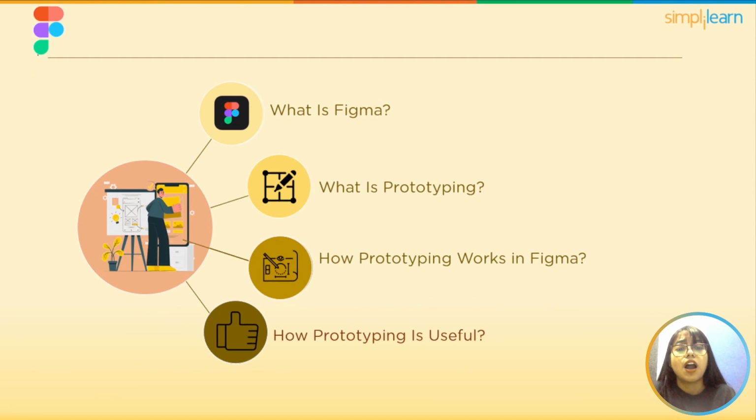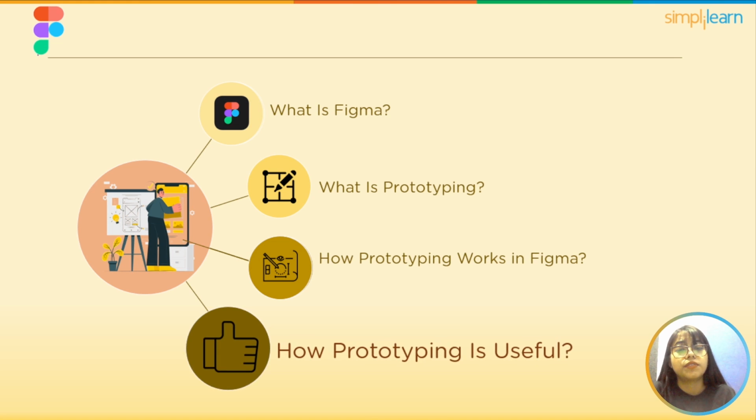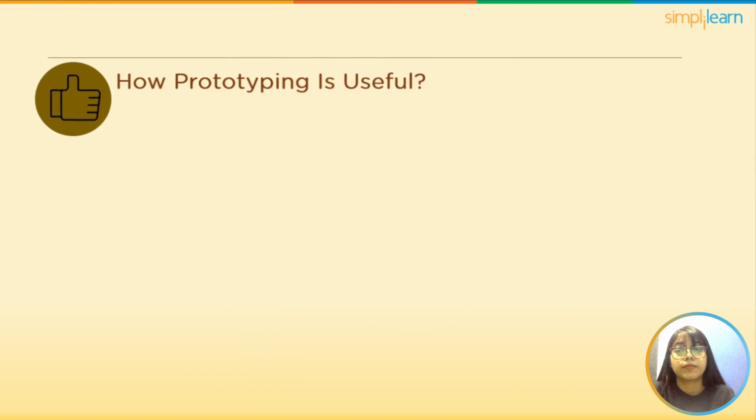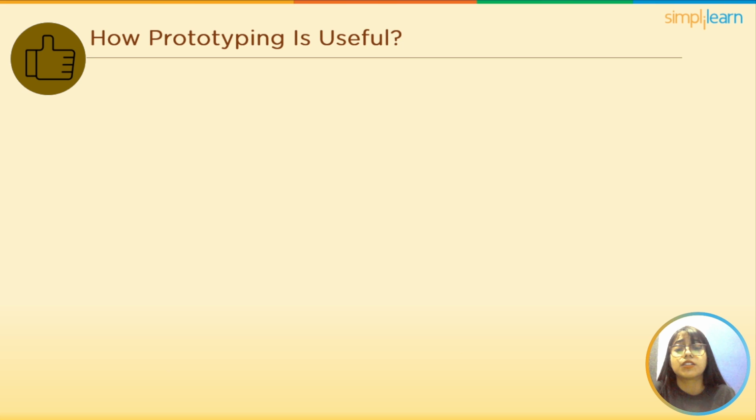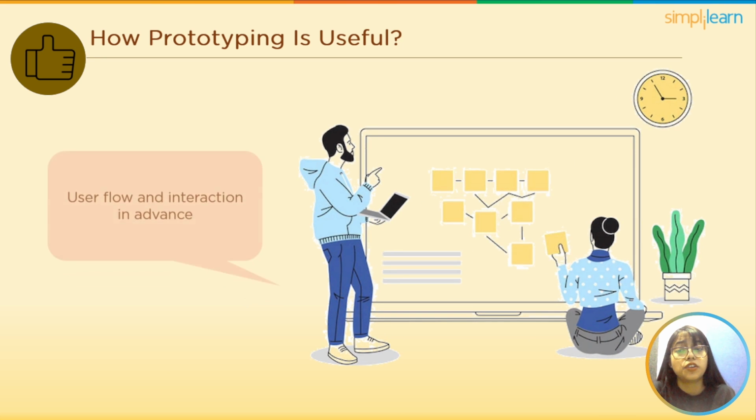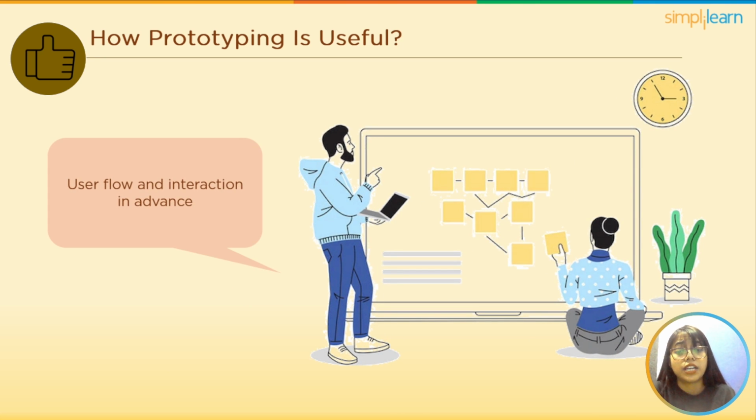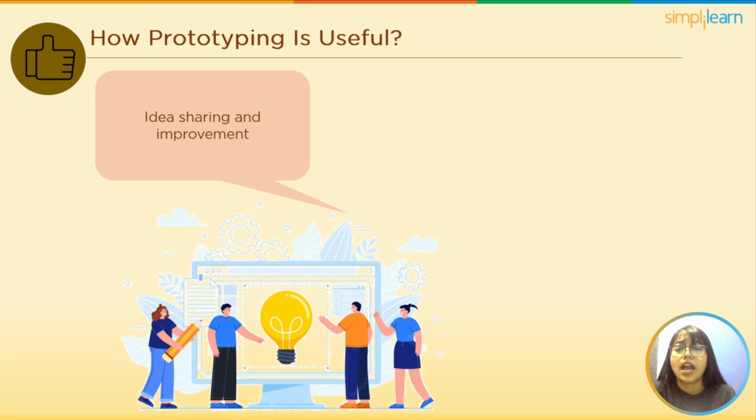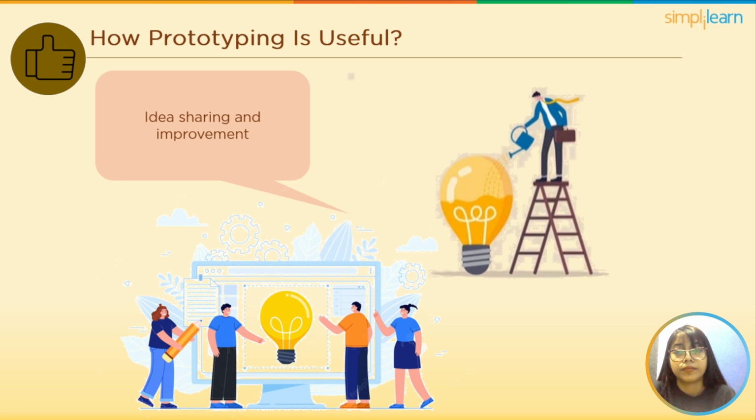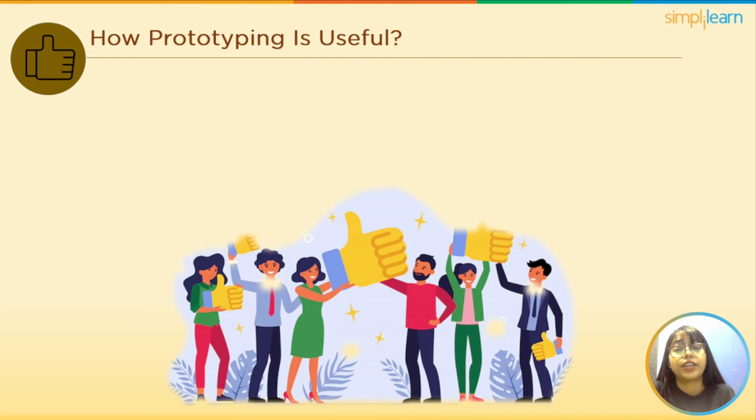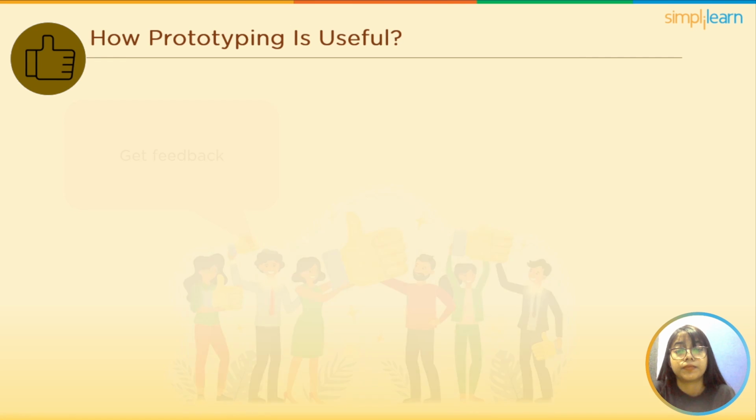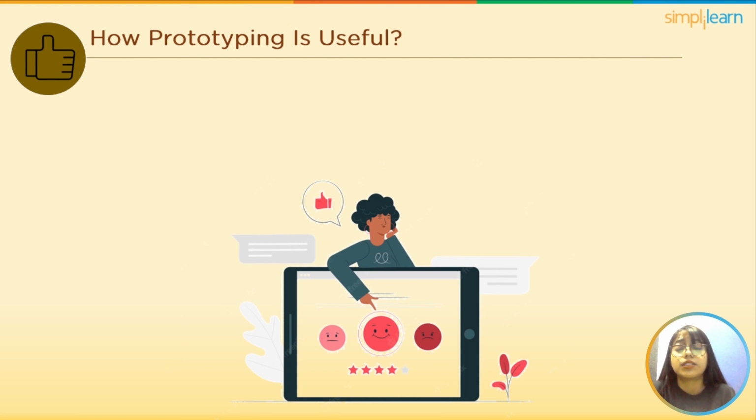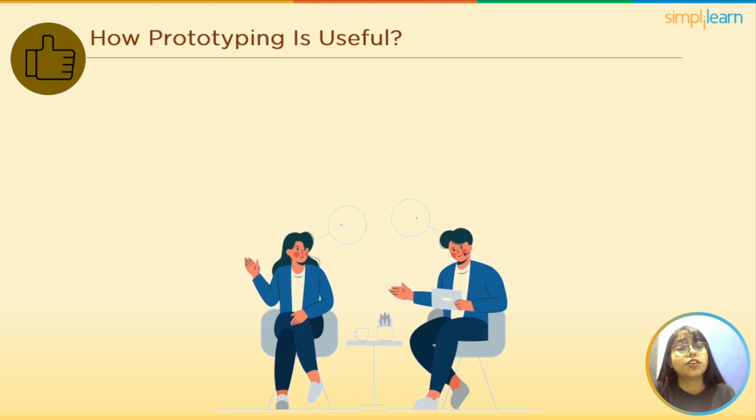After understanding how prototyping works in Figma, we will see how it is useful. Using a prototype is a great method. We can use it for user flows and interactions in advance, idea sharing and improvement. We can get feedback from the users, and we can also test the users' interactions. And the last one, present your concept to the interested users.